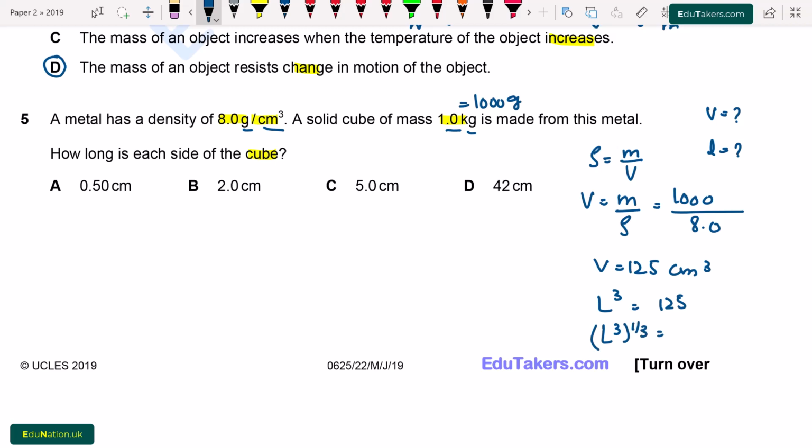Now I take 1/3 power on both sides. It will be equal to, these 3 cancels. So from here length will be equal to 5 centimeter. Option C is correct.